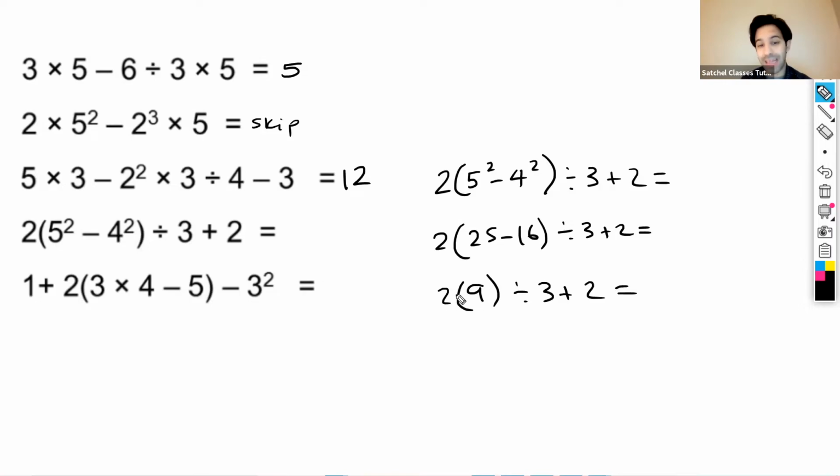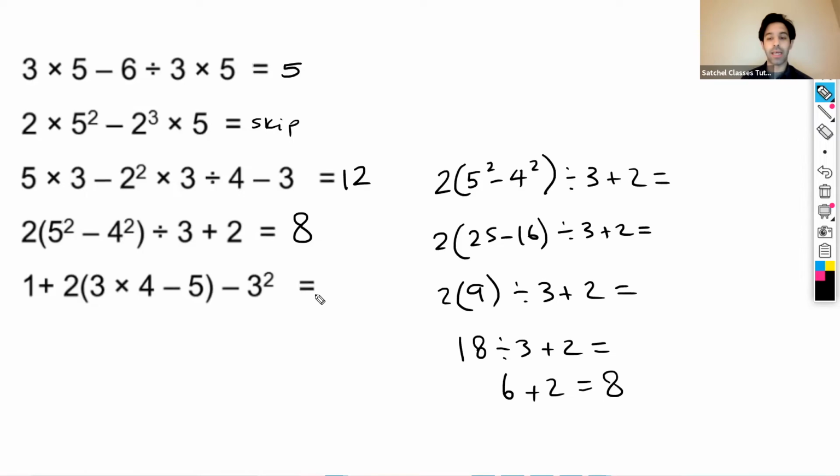So now expand the bracket here. 2 brackets 9 just means 2 times 9. So this is going to be 18 divided by 3 plus 2 equals. Now we do the division first. 18 divided by 3 is 6. 6 plus 2 is going to be 8. So the answer here is 8.